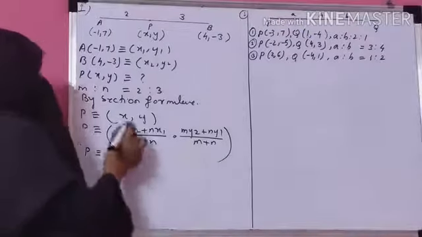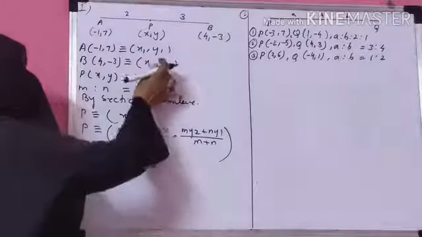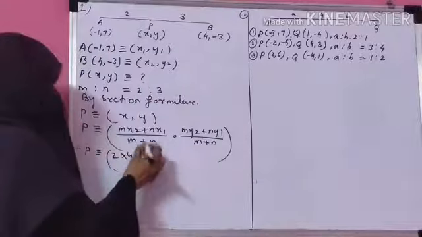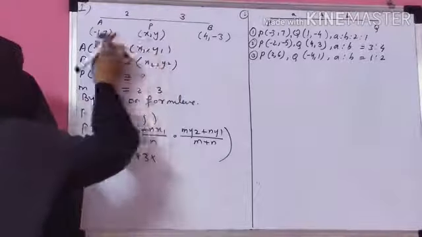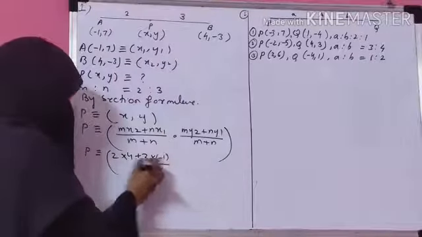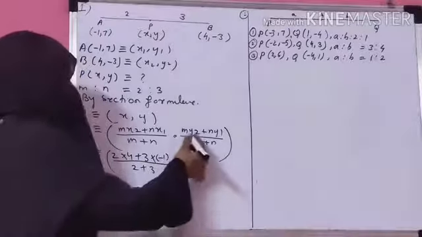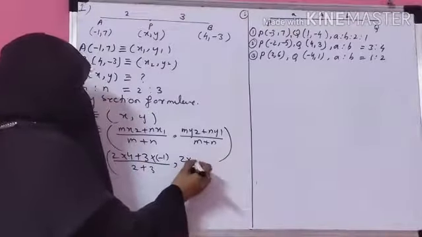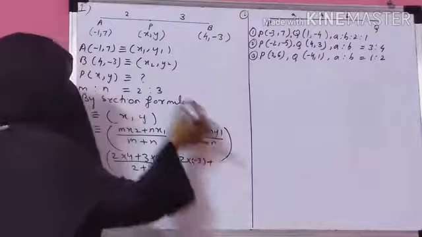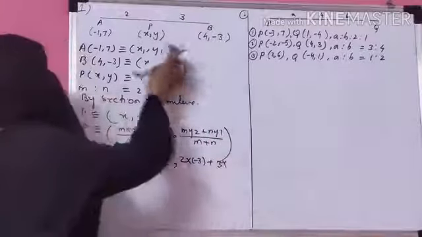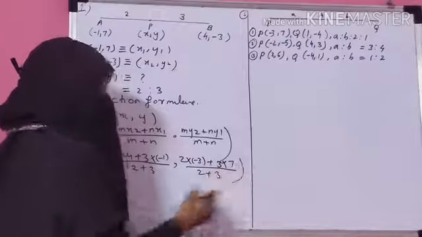Coordinate of point P: m value you are having here is 2, so 2 into x2, which is 4, plus n value is 3, 3 into x1, which is -1, divided by m plus n, that means 2 plus 3. Now for y: m is 2 into y2, which is -3, plus n is 3 into y1, which is 7, so 3 into 7, divided by 2 plus 3, m plus n.